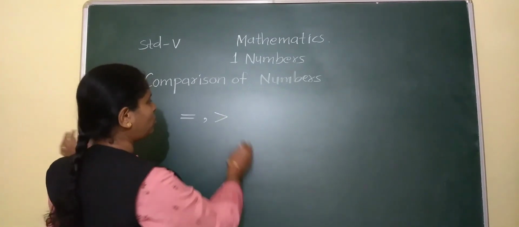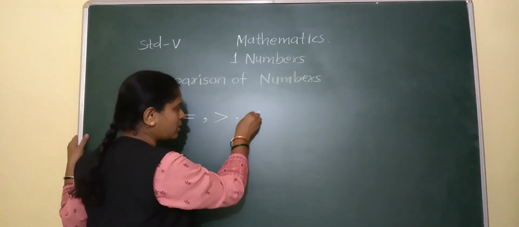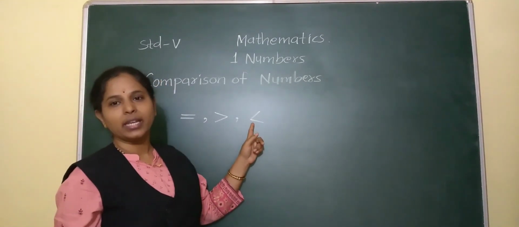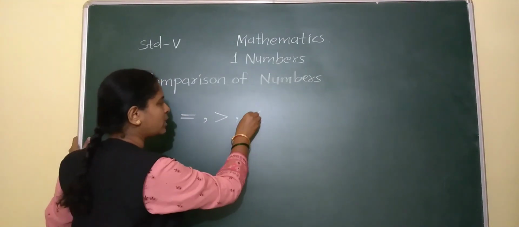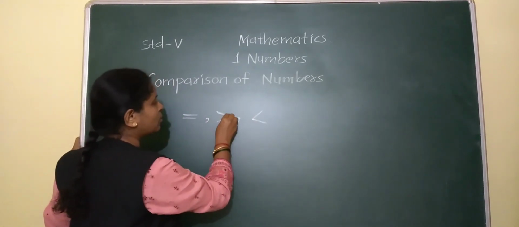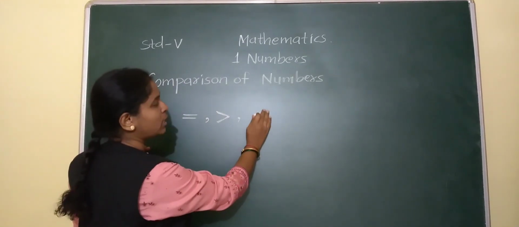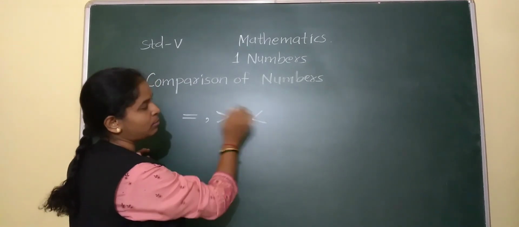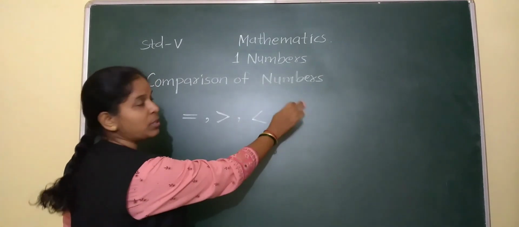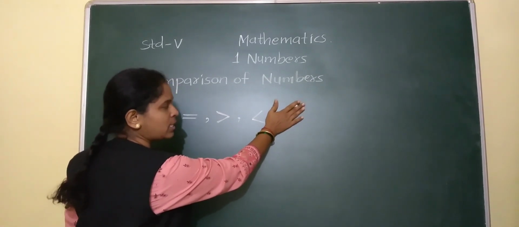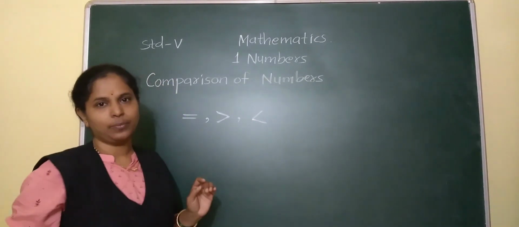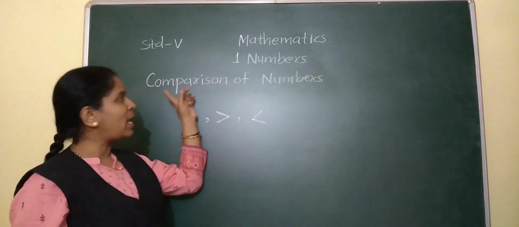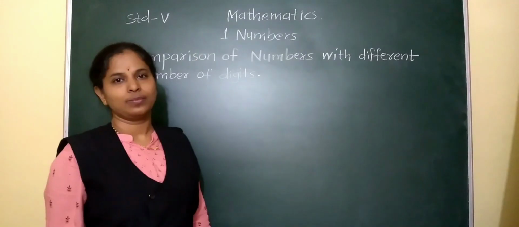Okay. Now next sign is this sign. What is the meaning of this sign? The meaning of this sign is that the left side number is smaller than the right side number. Now see, look at the mouth face of this sign. This side means the right side number is greater than the left side number. Okay, these three signs we are using for comparison of numbers.